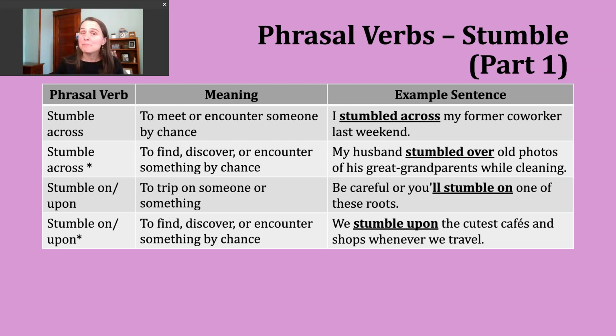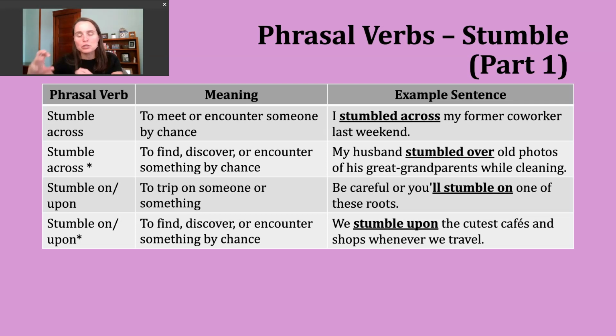Another phrasal verb you might hear or see is to stumble on. You might also hear stumble upon. These two are going to be used in similar ways, and there are two ways we can use both of them. The first way you'll hear stumble on or stumble upon used is to mean to trip on something. So we're back to that original definition of the verb. An example of this might be, careful or you'll stumble on one of these roots. Right? So roots, the things that kind of anchor trees and other plants in the ground.